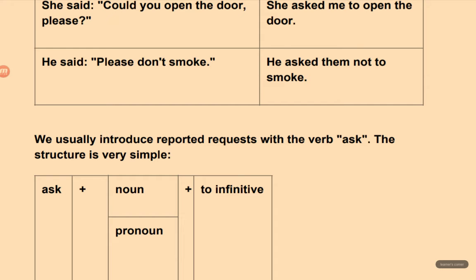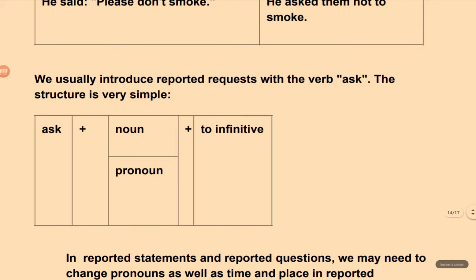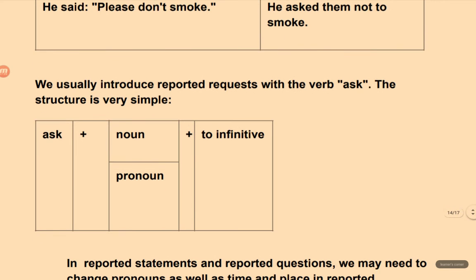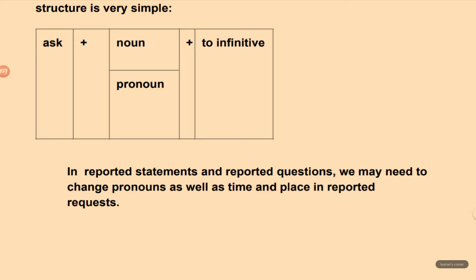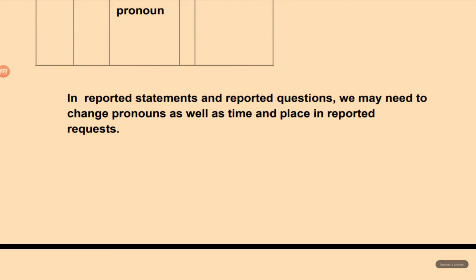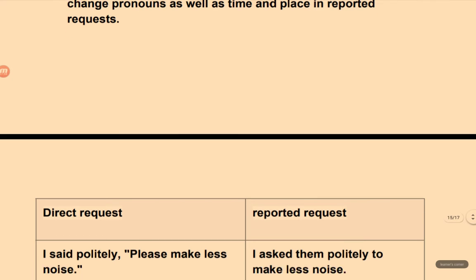Then we usually introduce the reported request with the verb ask. The structure is ask plus noun or pronoun plus to-infinitive. To-infinitive means to plus verb. To smoke. To open. So these are examples for to-infinitive. That is the structure we need to follow when we are changing a request into indirect speech or reported speech. In reported statements and reported questions, we may need to change the pronoun as well as the time and place, and in reported requests. So that is also to be considered.